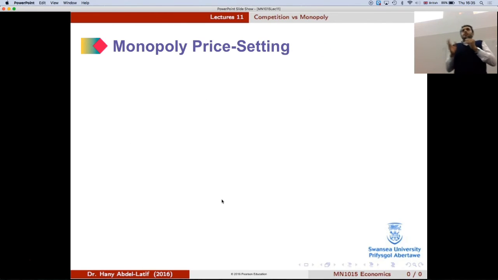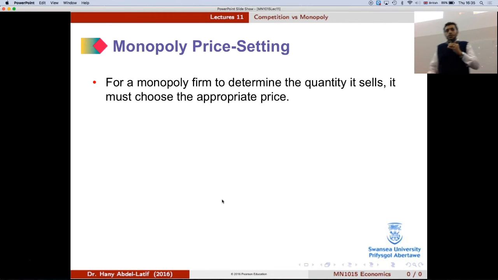So the question now: we know from perfect competition that firms cannot change the price. They take the price as it is with perfect competition. But what about the case with monopoly? A monopolist can set the price. They make the price. They don't take the price as it is. So how are they going to price their product? That's a very important question, so it's very important to understand this point. A monopoly firm is able to determine the quantity and the price.